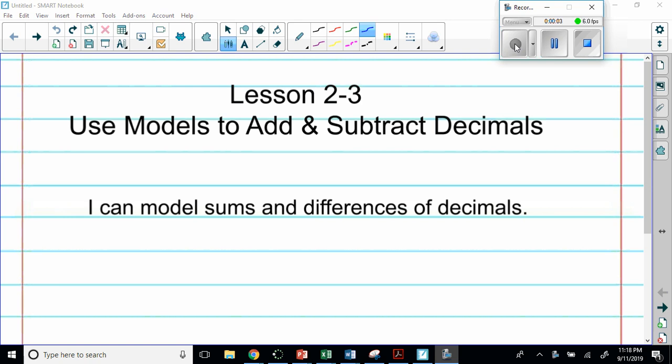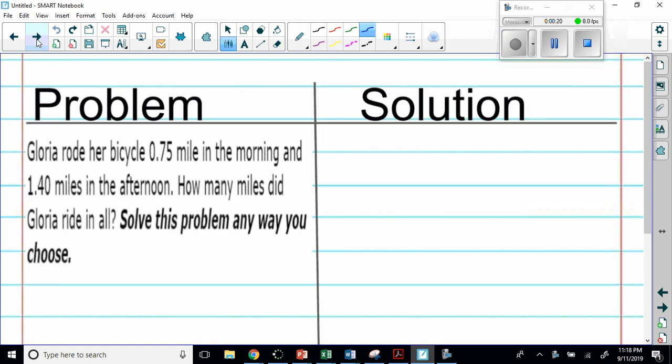Welcome to lesson 2-3, use models to add and subtract decimals. Our I can statement says, I can model sums and differences of decimals. Please write these in your math journal, and then let's go on to the next slide. There are no vocabulary terms for this one because we've already done them earlier in the topic.